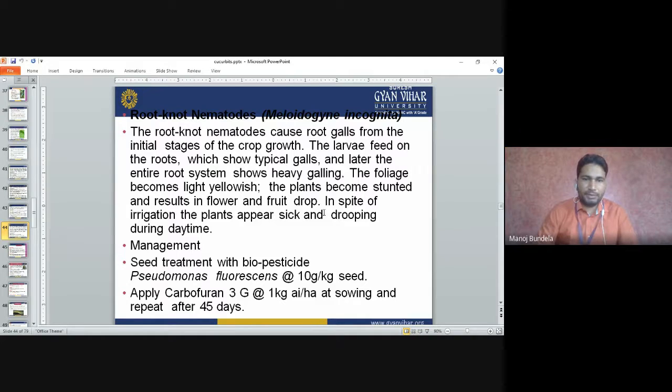Management: seed treatment with biopesticide Pseudomonas fluorescens, 10 grams per kg, we can use. Apply carbofuran 3 grams per 1 kg active ingredient per hectare at the time of sowing.